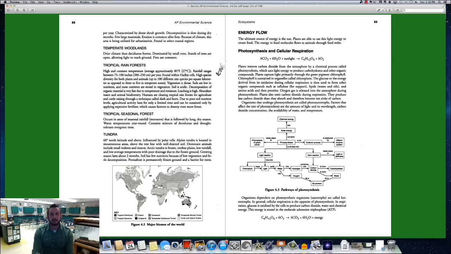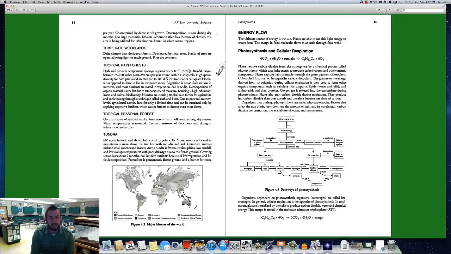The tundra is our final ecosystem today, and the tundra is at the 60-degree north latitude and above towards the poles, or below, and also, well, I guess just above in this case because that's Antarctica before. Influenced by polar cells, which are the furthest from the equator.